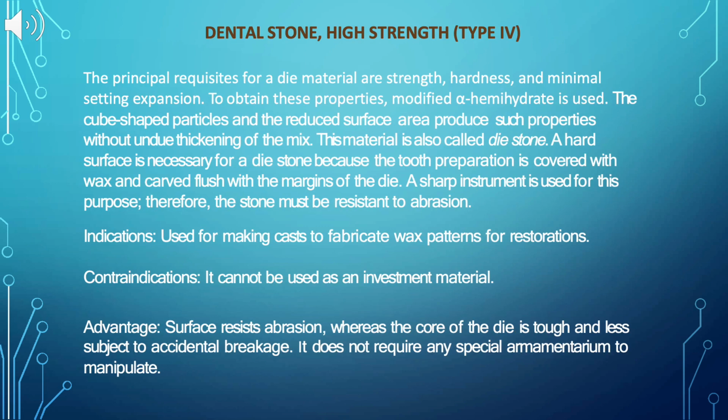Dental stone, high strength, type 4. The principal requisites for a die material are strength, hardness, and minimal setting expansion. To obtain these properties, modified alpha hemihydrate is used. The cube-shaped particles and the reduced surface area produce such properties without undue thickening of the mix.